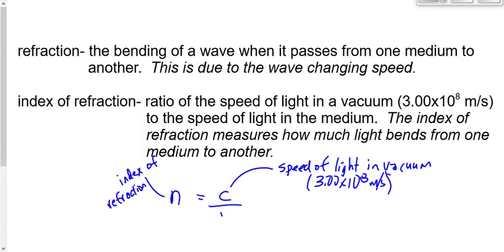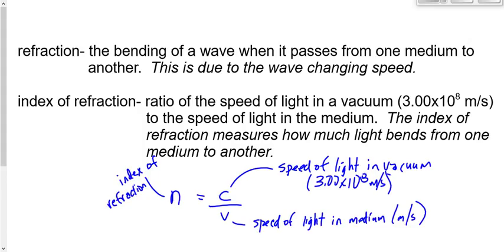v is the speed of light in the medium. And that speed of light in the medium will be either equal to 3 times 10 to the 8 meters per second or lower than 3 times 10 to the 8 meters per second. It will never be higher. That means that the index of refraction will be found by dividing two numbers, the top number always equal to or greater than the bottom number.